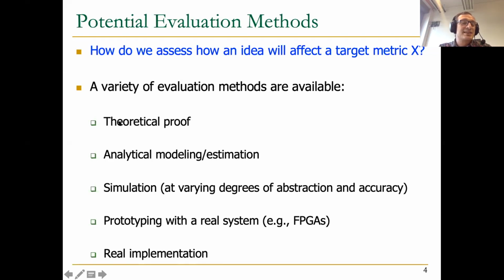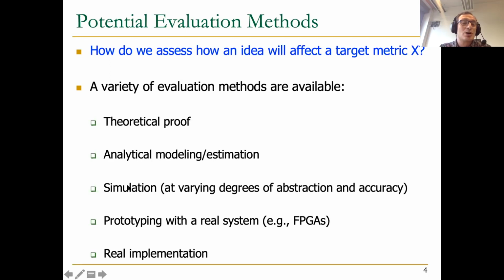This list going from theoretical proof to real implementation isn't ordered by accuracy or speed, actually. Usually you can implement your idea and test it faster if you prototype it, slower compared to simulation, but that's not always true.